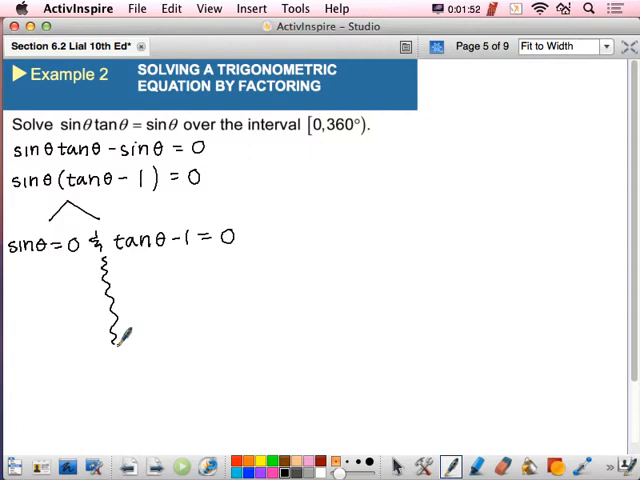Okay? Now the first one, sine of theta equals 0. Oh, and by the way, I guess now is a good time to point out, factoring only works if it's equal to 0. You're not allowed to factor if it's equal to, say, 3 or 5. You can only factor and split it up if it's equal to 0. Okay, and that's a mistake people sometimes make in this section. So you have to have it equal to 0 before you can factor it and split it into two different problems.